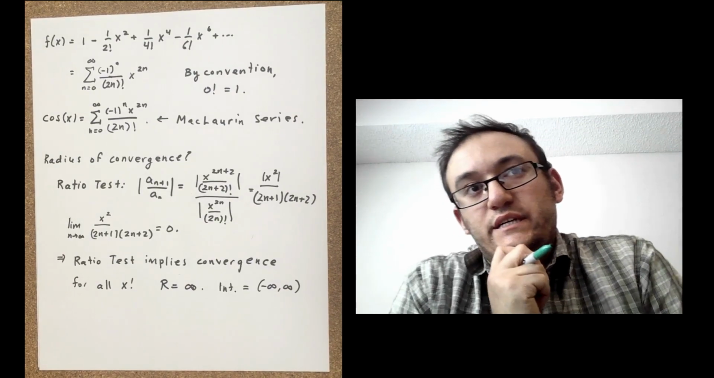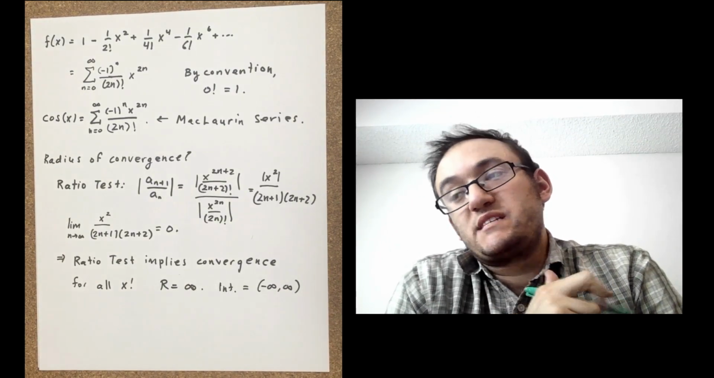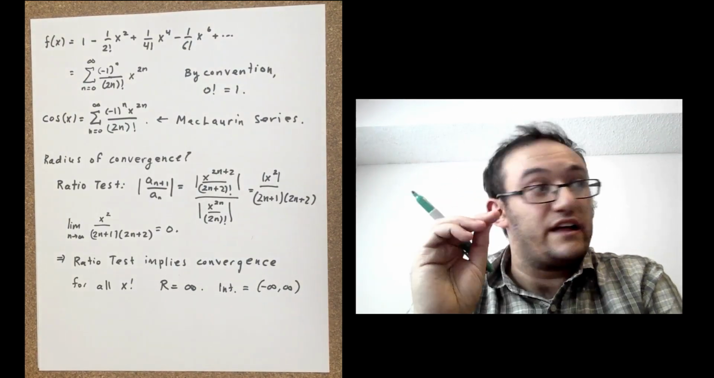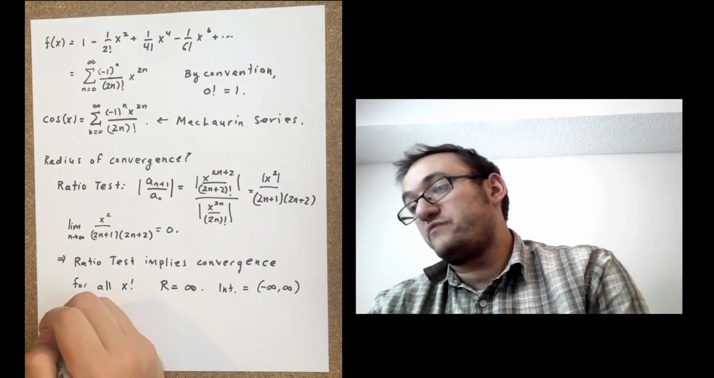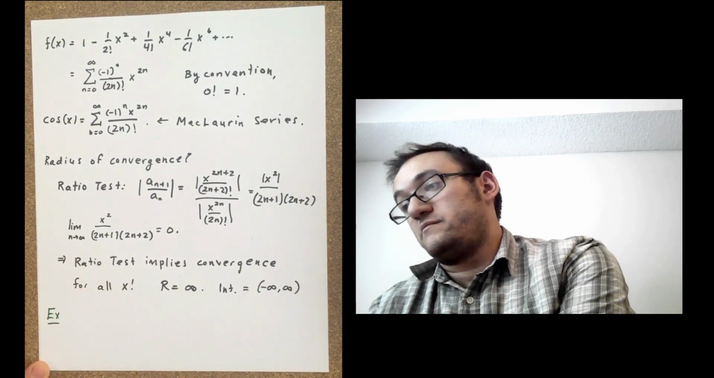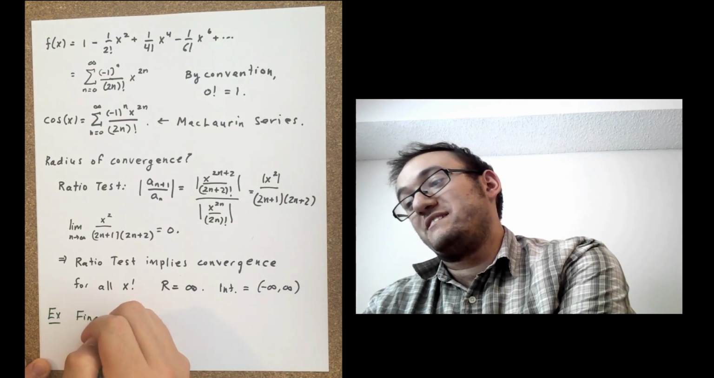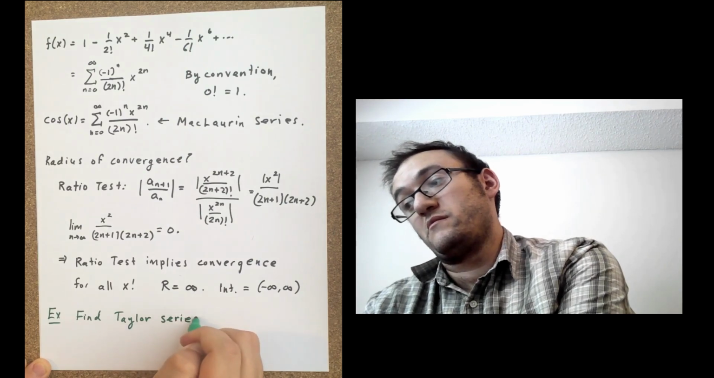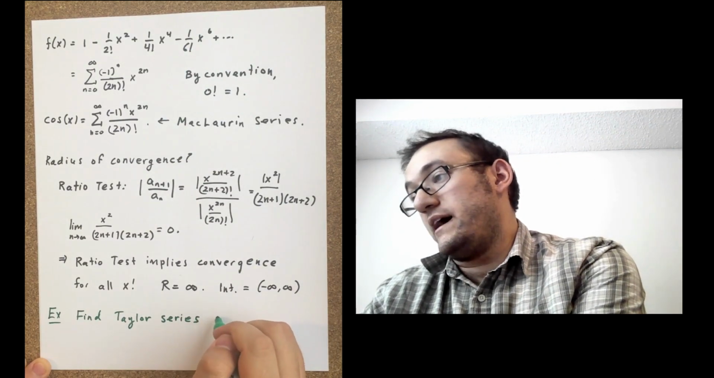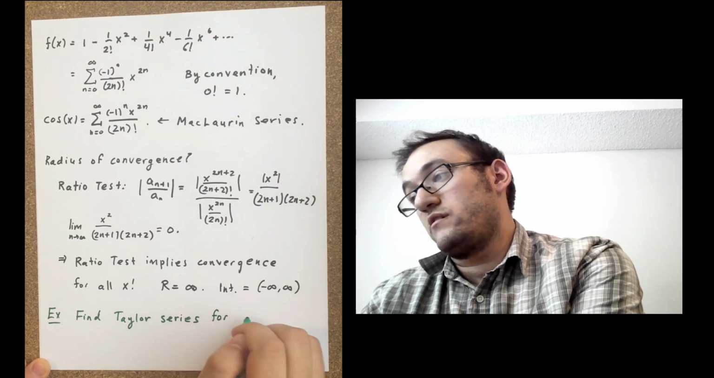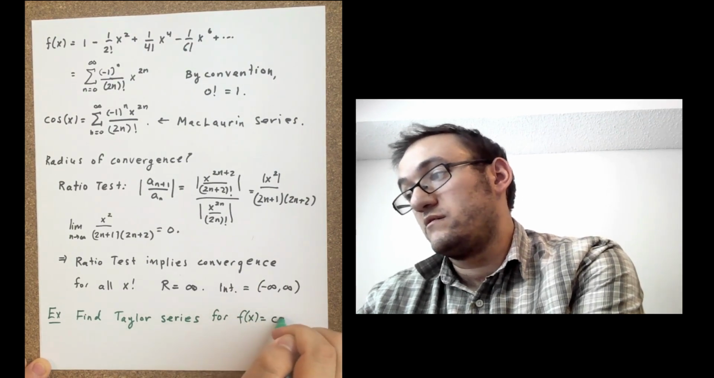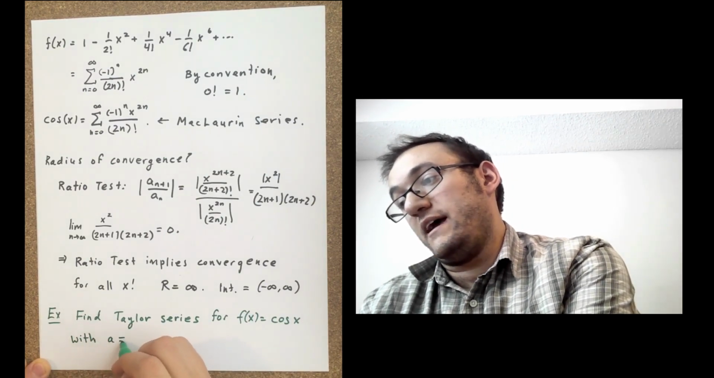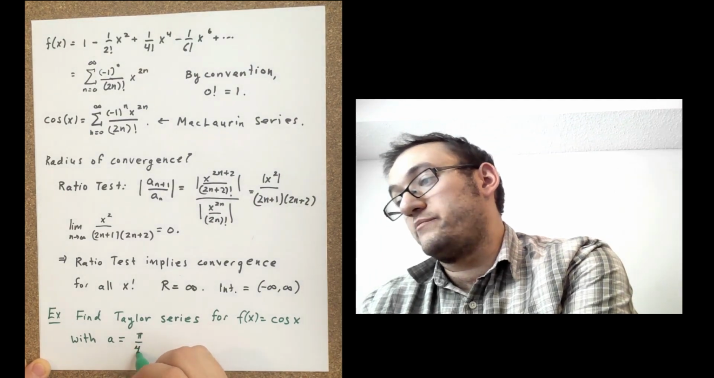So that's a Maclaurin series, but how could we expand cosine if we're looking at a different x value, at a different central a value? So for instance, what if we're asked to find the Taylor series for f of x equals cosine x with a equals pi over 4.